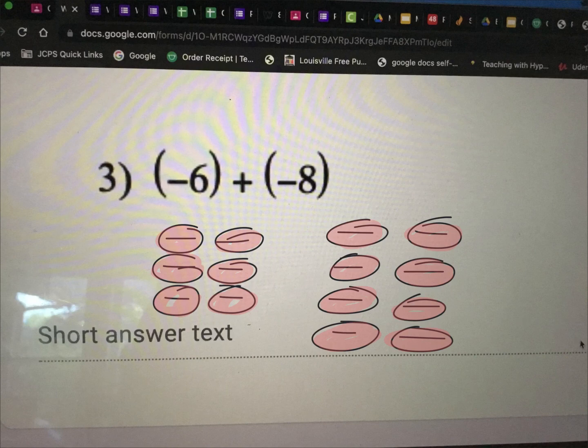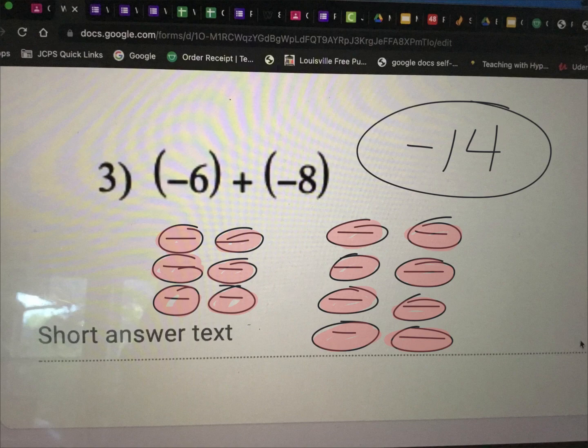Okay, last but not least, we've still got the exact same idea. We're going to represent a -6 with 6 negatives, and we're going to add it to a -8, which is going to be 8 more negatives. So if we combine -6 and -8, we have a pile of 14 negatives, which is represented by -14.